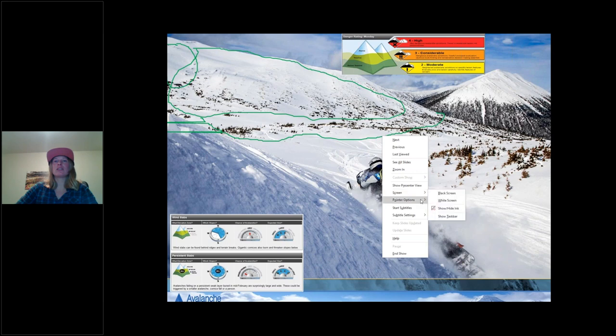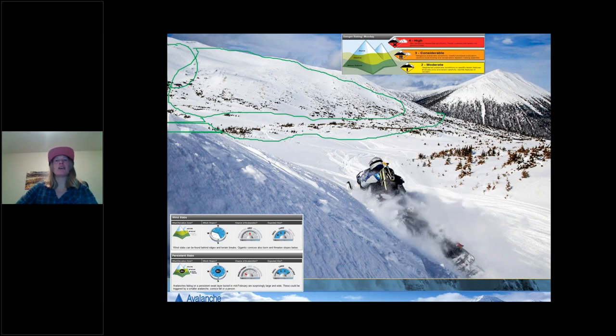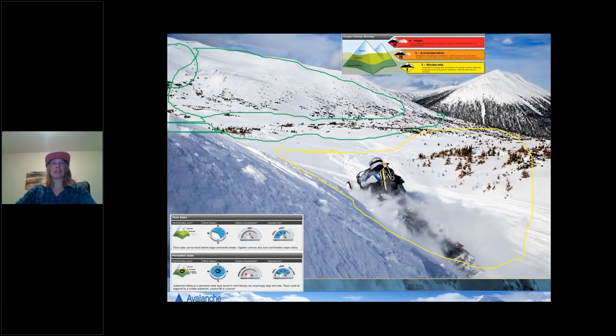I'm going to just change colors super quick. Why don't we choose yellow just for fun? So that leaves us these zones here as potentially being safe. Oh, just accidentally went to the next one, right?